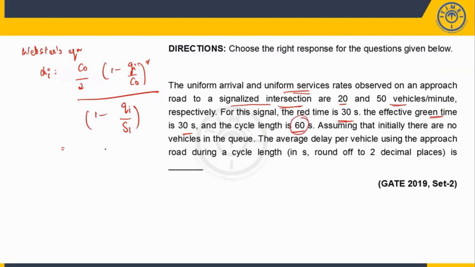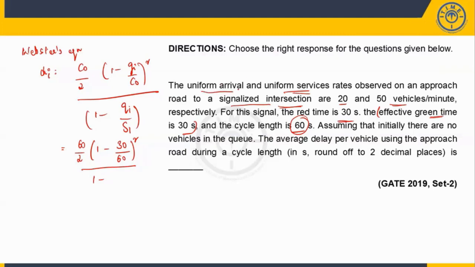C naught is the total cycle length, 60 seconds, by 2, into 1 minus what? Green time. Effective green time is 30 seconds. So, C naught 60, whole square, upon 1 minus what is Qi?